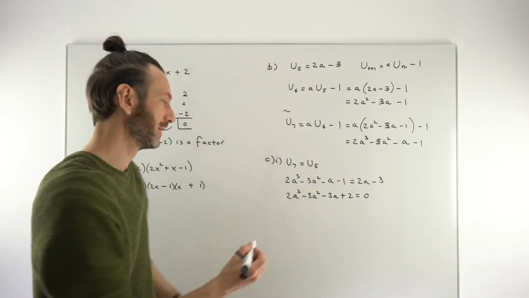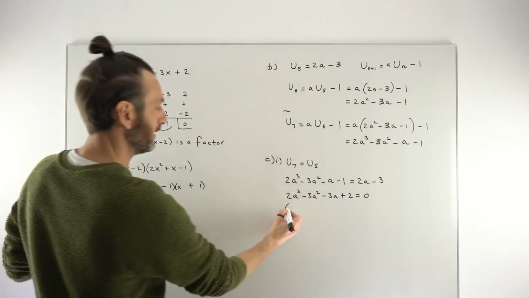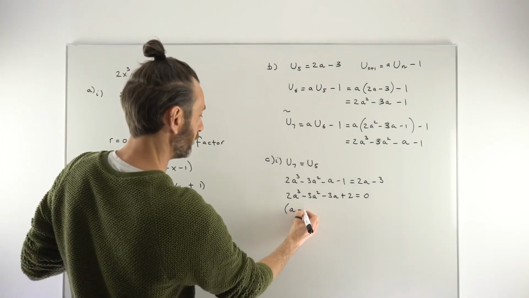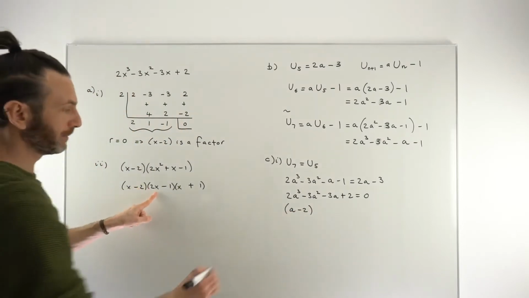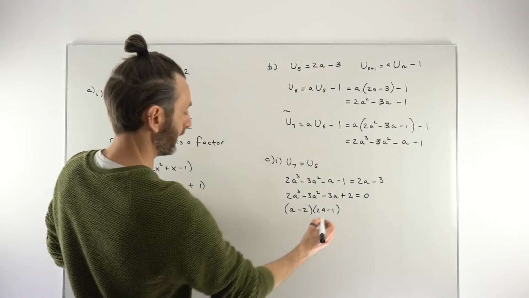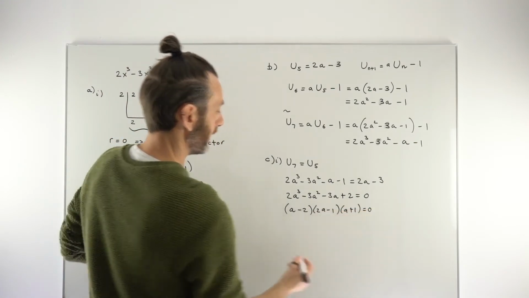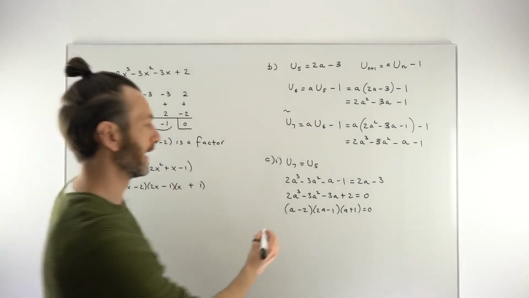They have to be linked. So taking the factors from over here, changing the x to an a, we get a minus 2, 2a minus 1, and then a plus 1. Okay, so we can then just go ahead and separate these into three mini equations.